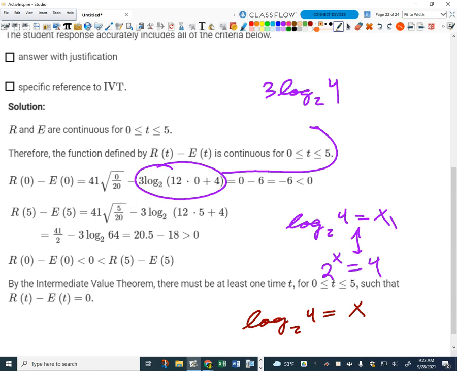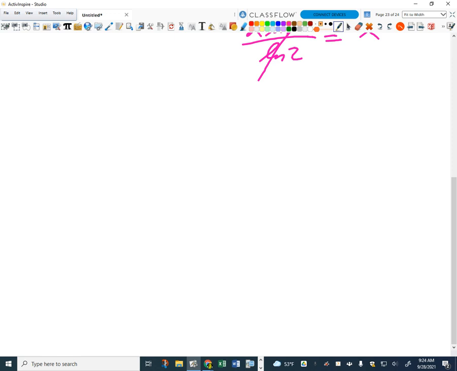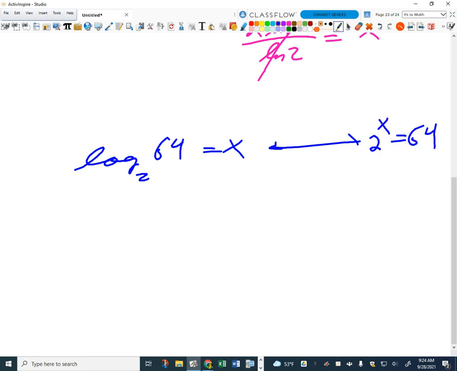Everybody see how we got that? 5 over 20 just reduces to 1/4. That'd be easier. Square root of 1/4 is 1/2. And then what about over here? I get the base 3 times the base 3 log of 12 times 5 plus 4. So that's 64. Same thing we just did, only with a 64 instead of a 4, right? So we would have just said the base 2 log of 64, if that's equal to x, then what's x? Well, 2 to the x equals 64. 2 to what power is 64? 6.